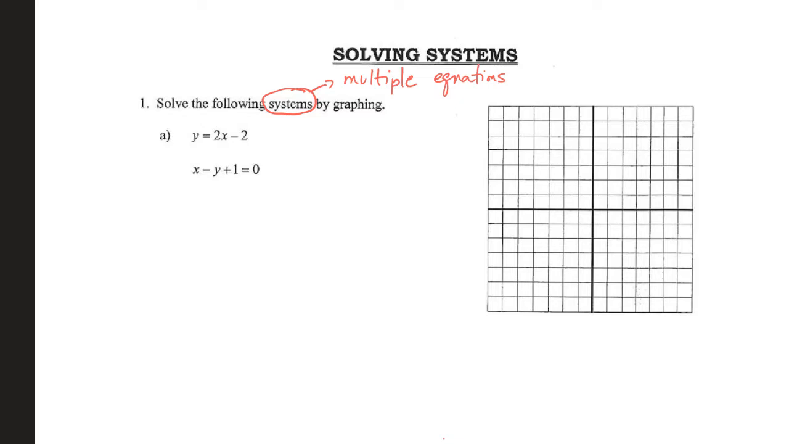Anytime you see a system in the future, that's a mathematical term that means multiple equations. There's no limit to the number of equations that you have in that system. What we're going to focus on are systems of two equations, and we're going to solve them by graphing.